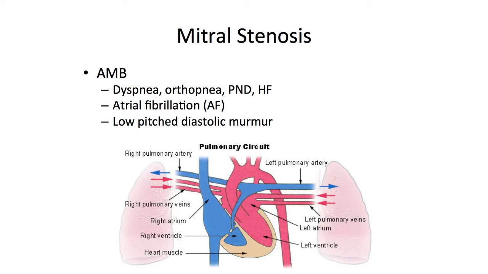Mitral stenosis is manifested by dyspnea, orthopnea, paroxysmal nocturnal dyspnea, and symptoms of heart failure. You can also see atrial fibrillation in these cases. And that's primarily because if you have a stiffened mitral valve, blood's going to back up into the left atrium. When this occurs, it disrupts the normal communication between the sinoatrial node and the atrioventricular node. And finally, in these cases, you'll hear a low-pitched diastolic murmur.